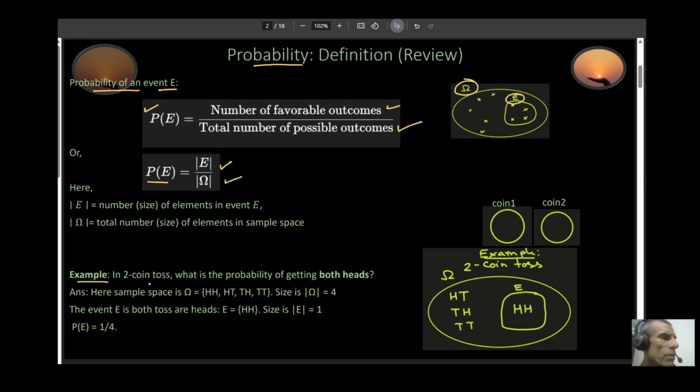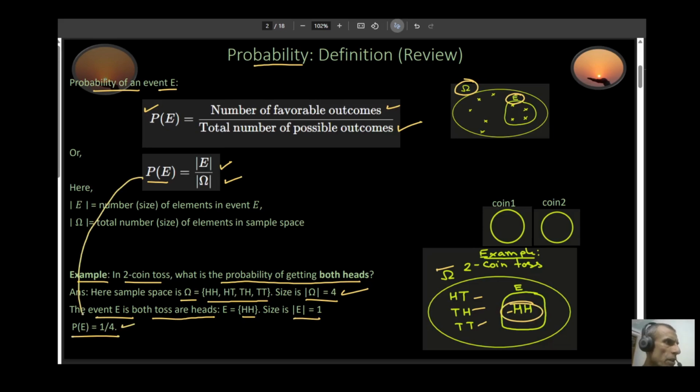Let's understand this through a simple example. Let's say in a two-coin toss, the question is, what is the probability of getting both heads? Here my sample space is head-head, head-tail, tail-head, tail-tail. These are the elements in my sample space, and the size of my sample space in this case is 4. The event E in this case is that both tosses are heads. There's only one element, head-head, so the size of my E is 1. So the probability of E is going to be 1 over 4. I'm just using this expression right here.